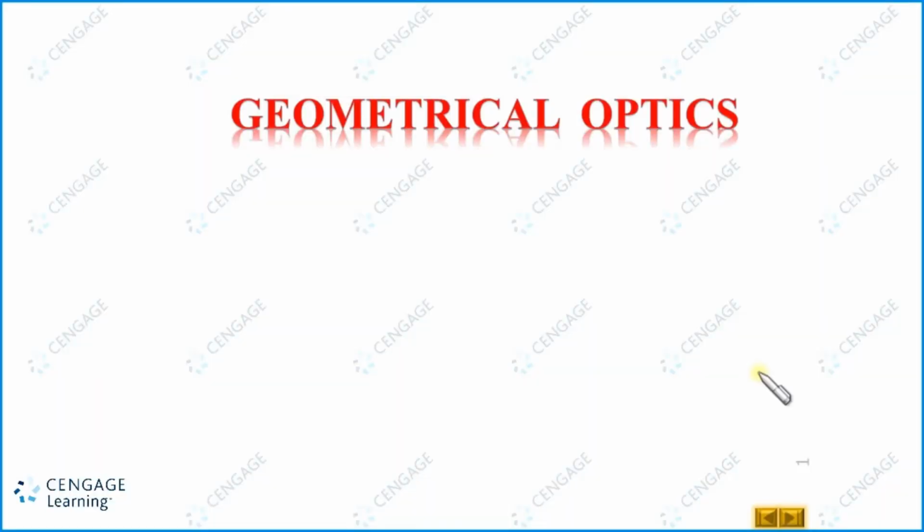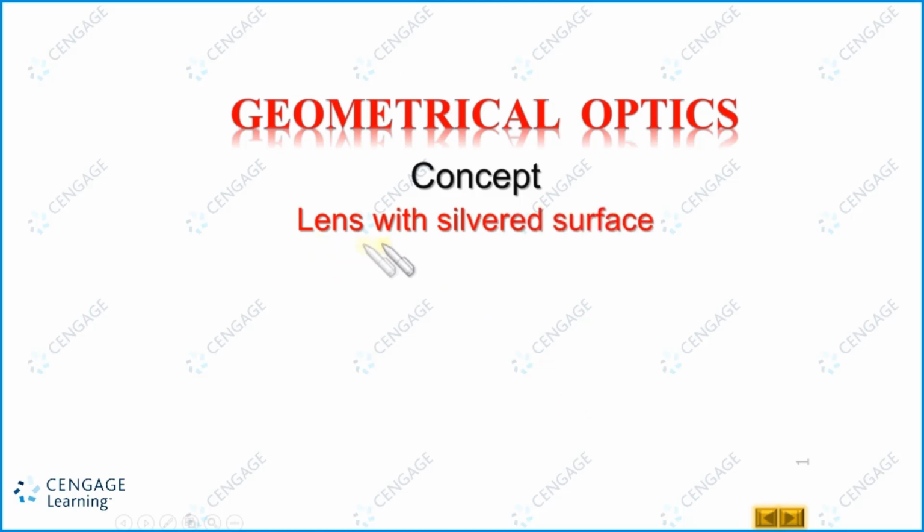Dear students, in this section we are going to discuss the concept of lens with silvered surface. Before going to this concept, let us revise one important term, that is power of lens and mirror. We know power of any optical system is related with the bending ability of the ray after interaction with the system. And here we are considering only lens or mirror.